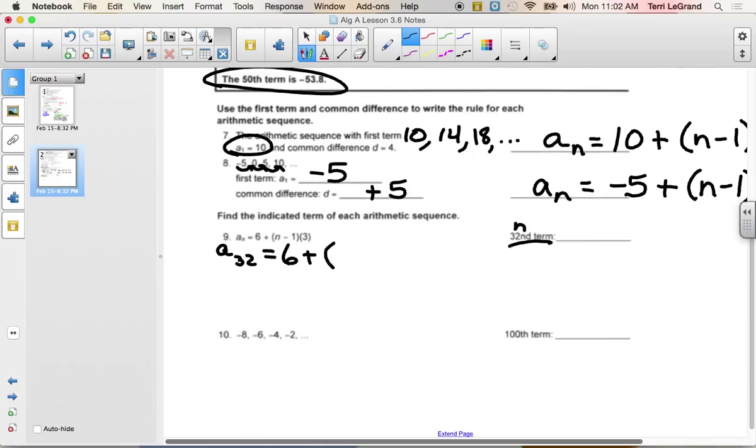And you don't want to add 31 more times, so you're going to shortcut it and multiply. 32 take away 1 will give us that 31, and we're going to multiply by 3, because that's the common difference. They're already showing us that.